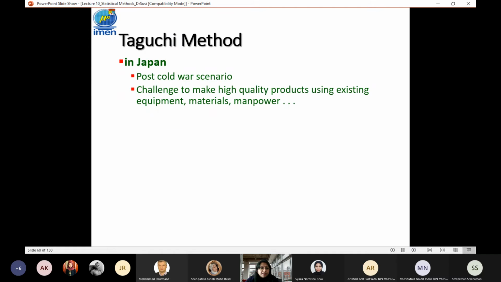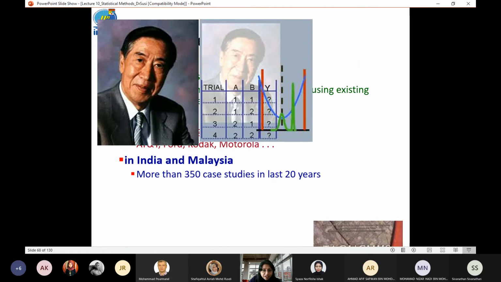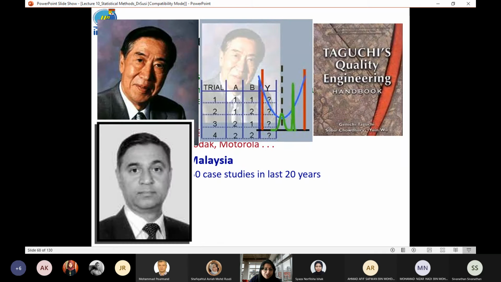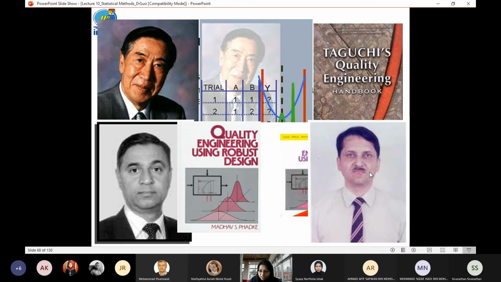The Taguchi method originated in Japan, and in the USA. Just some history: in India and Malaysia, there are more than 350 case studies in the last 20 years. This is Genichi Taguchi, from his book, Taguchi's Quality Engineering Handbook. I also have this book, Quality Engineering Using Robust Design by Madhav Phadke, and my guru, my teacher for the Taguchi method, is Prof. Apte. He's from IIT Bombay, and I've been learning the Taguchi method from him for the past 10 years. He's a regular instructor.